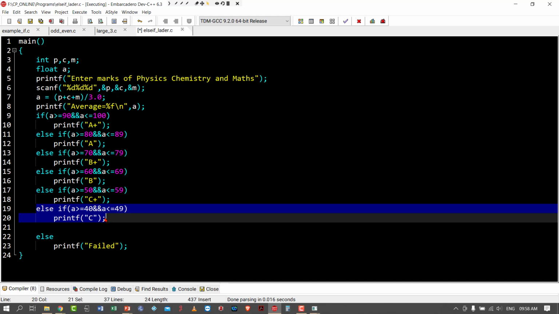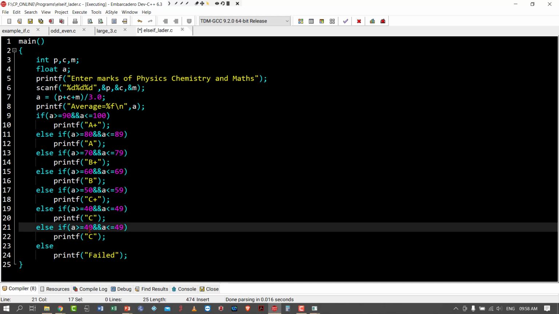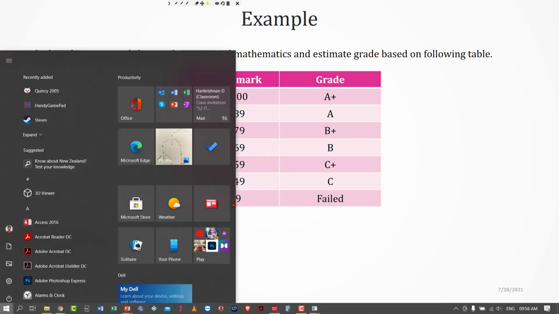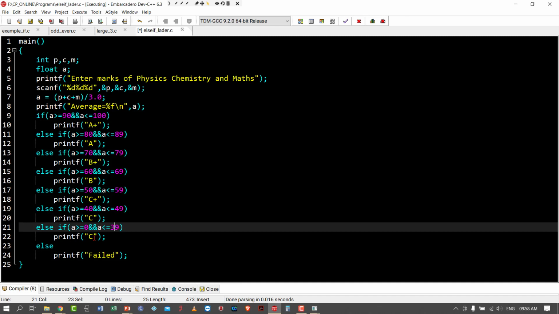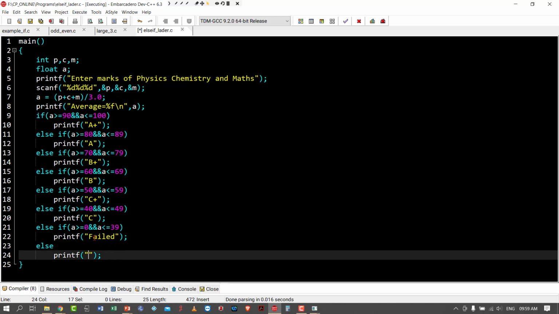Listen carefully. A greater than or equal to 0 and A less than or equal to 39. 0 to 39 is failed. Then you can type failed. Here, in the else, you can write invalid input. Okay.